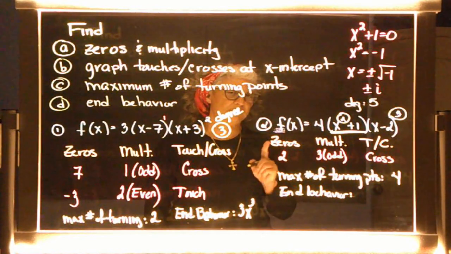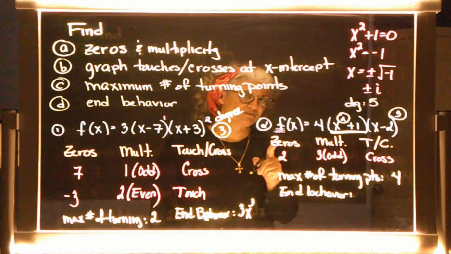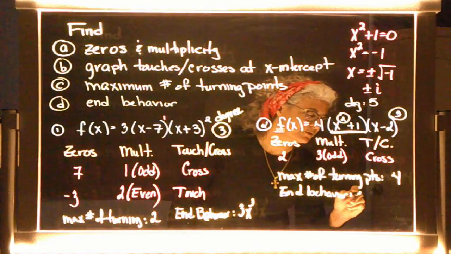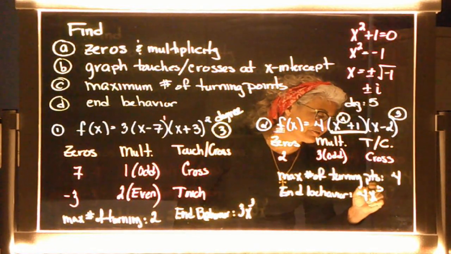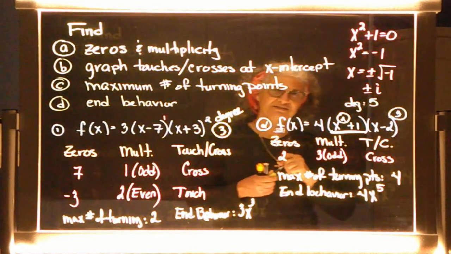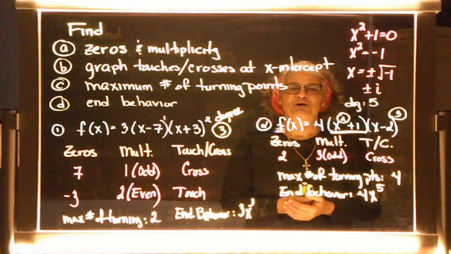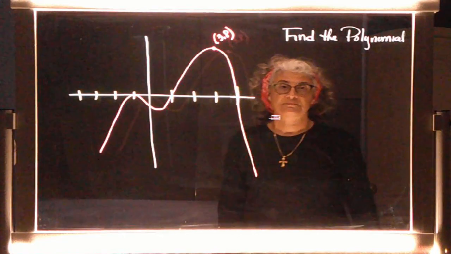Okay, so remember the end behavior has to deal with the lead coefficient. In this case it's 4. And it has to do with the power, which is x to the 5th power. Good? Okay, hang in there. We're going to work backwards.